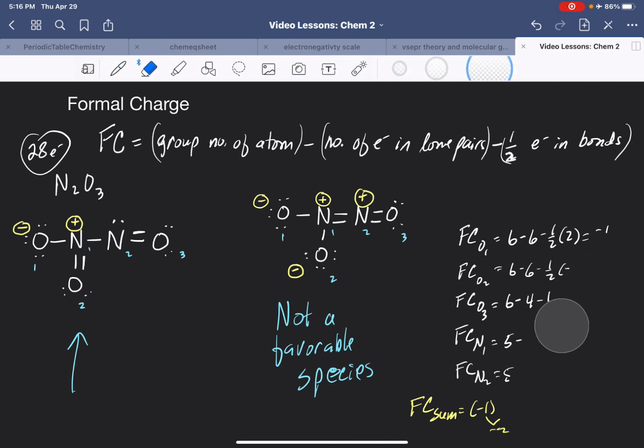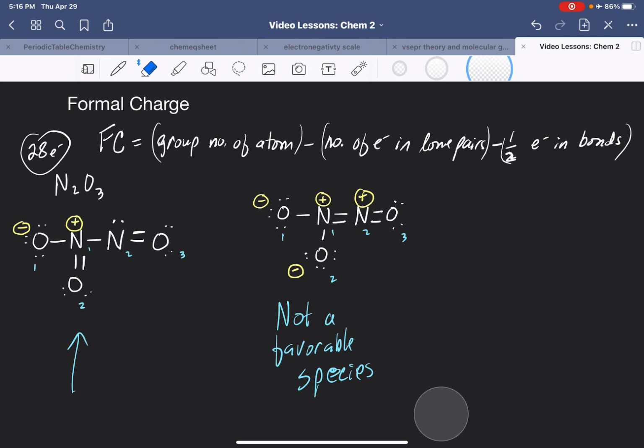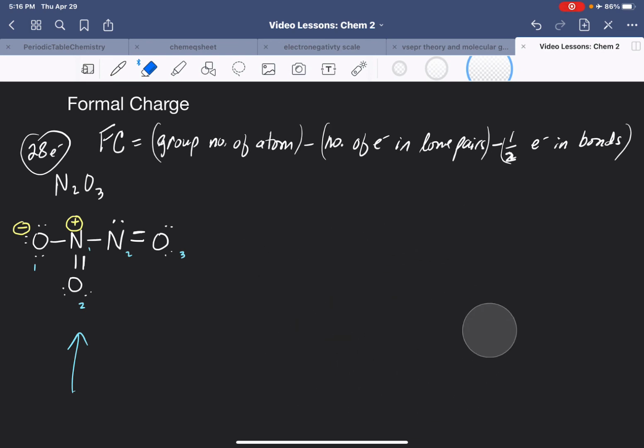But wait, there's more. I know, you're thinking, oh my gosh, what more could there be? Well, all we're going to do now is real quick apply what we know about our VSEPR theory, right? So remember VSEPR, valence shell electron pair repulsion theory. What we want to do is apply what we know to this.